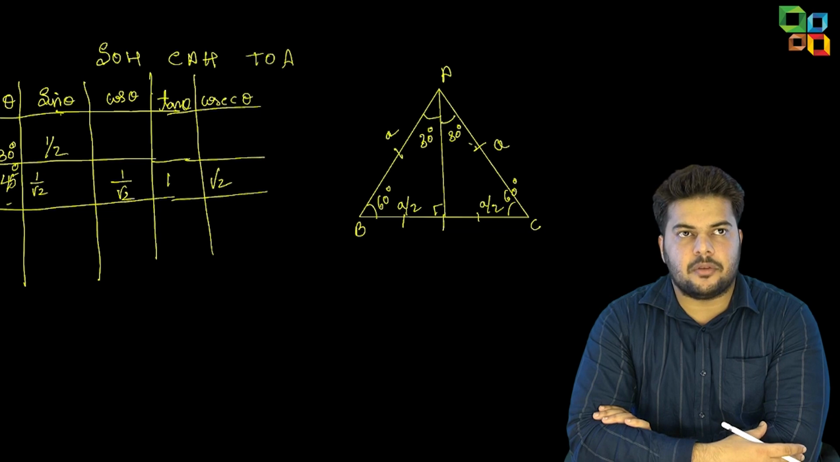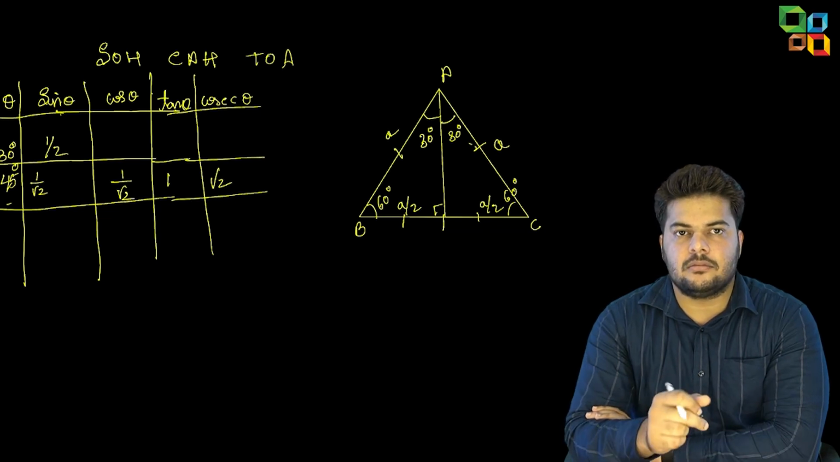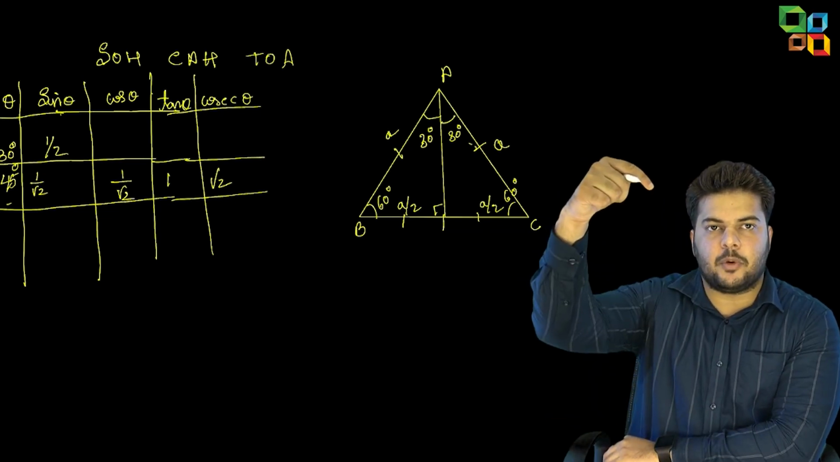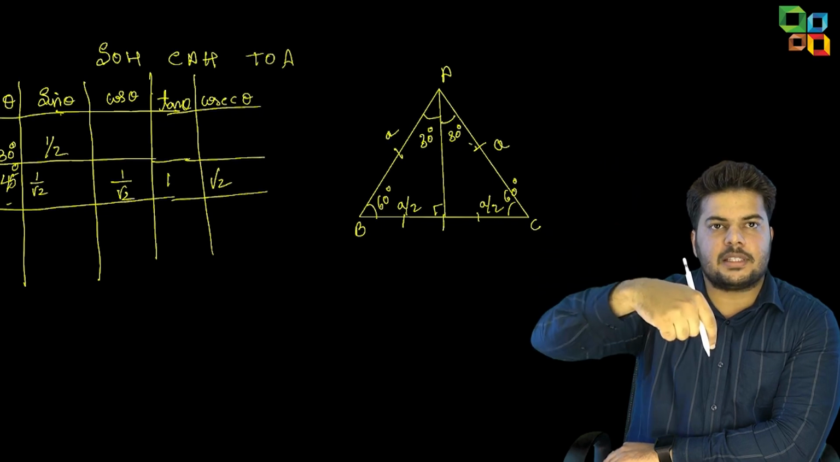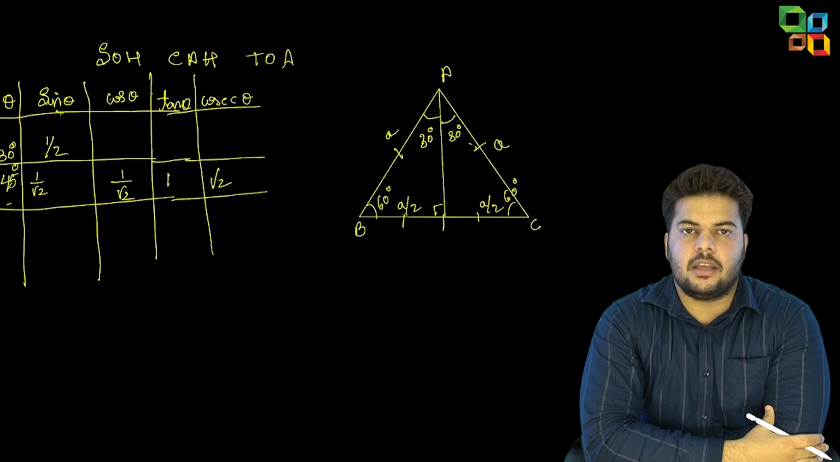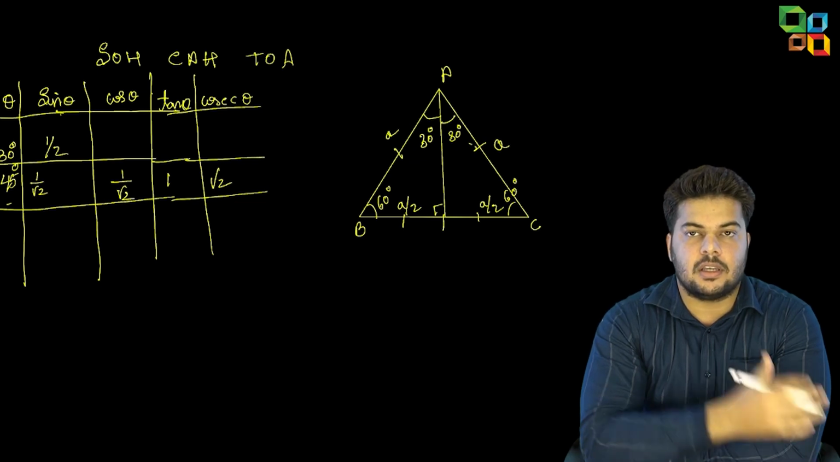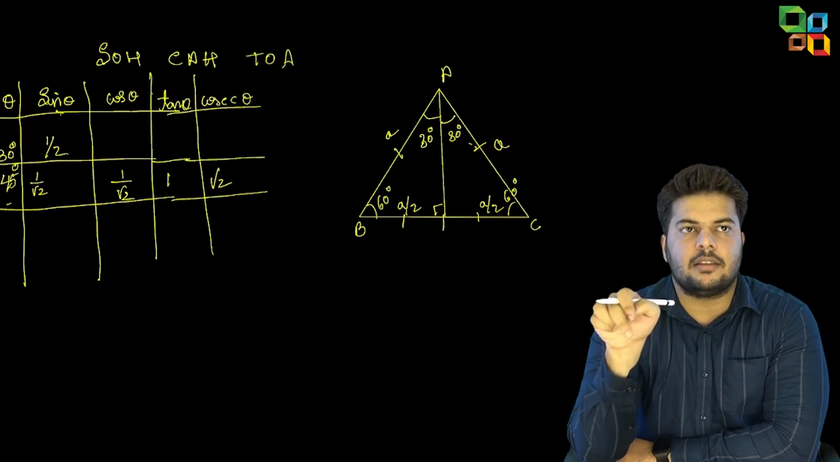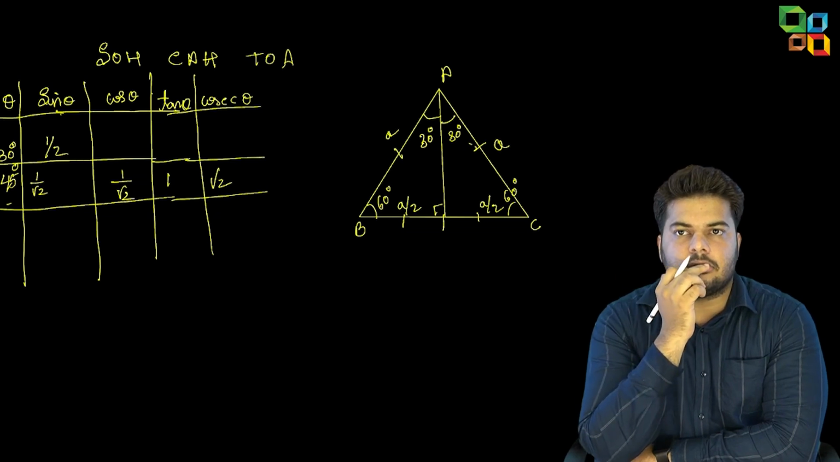I hope you're getting the meaning of this. In the 30-60 triangle, if you look from the 30 degrees point of view, the opposite side is half of the hypotenuse. You can try it. In every right angle triangle in which the angles are 30, 60 and 90, this is always the case.